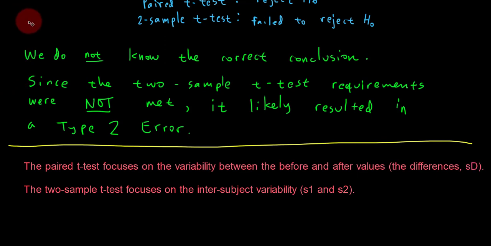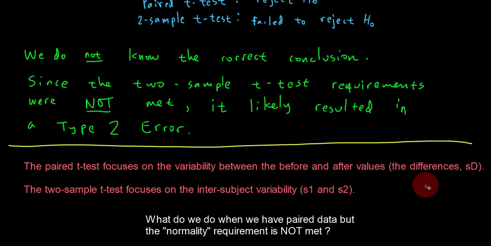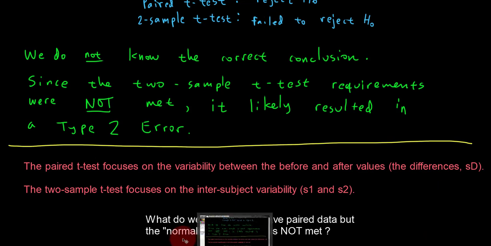So we got a little deep here into why we use a paired t-test when we have paired data and how it focuses on different aspects of the data. In the next video, we're going to see what happens when we do not meet the paired t-test requirement. That will be the focus of the next video, when we do not meet the normality requirement to do a t-test, but when we have paired data. See you there.